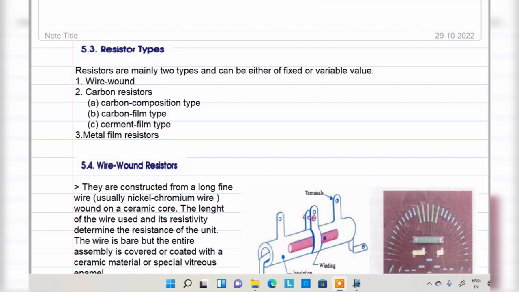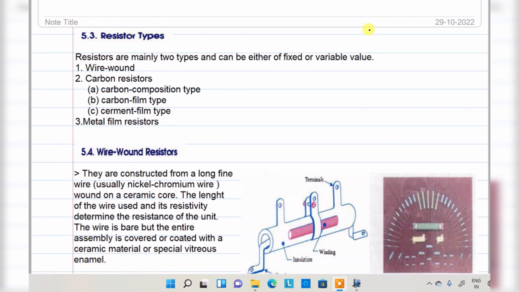Next we are moving to resistor types. What are the different types of resistors we have? Look here. Resistors are mainly of two types: wire wound resistors and carbon resistors. Another one is the metal film resistor. Wire wound and carbon resistors are very important. In the carbon resistor itself, there are three different types: carbon composition type, carbon film type, and ceramic film type.